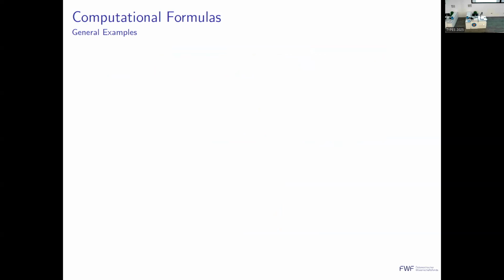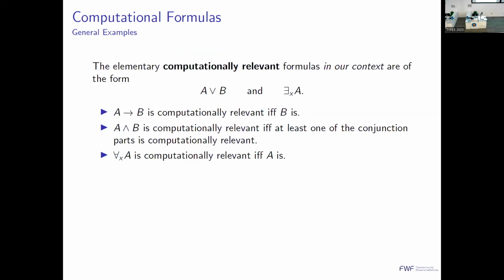It's part of a definition, but not a full definition. A formula is computationally relevant if, in our case, the elementary computational relevance consists only of these two formulas: you have the disjunction and the existence quantifier. Maybe you already know this, but these two are the computationally relevant formulas because you always need a witness. In the case of a disjunction, you need a witness for whether A or B holds. And for the existence quantifier, you need a witness term for which A of this term holds. In our case, these two are enough.